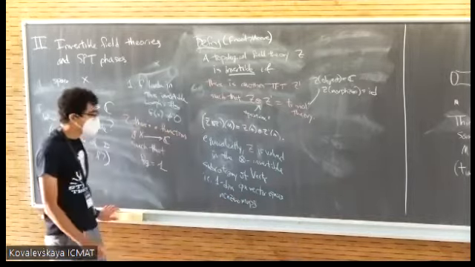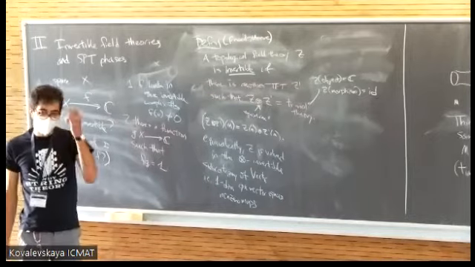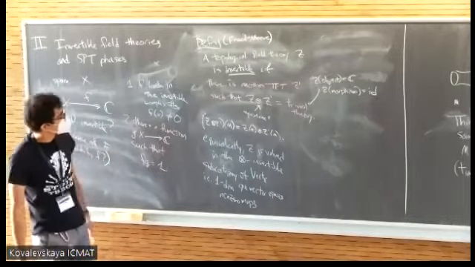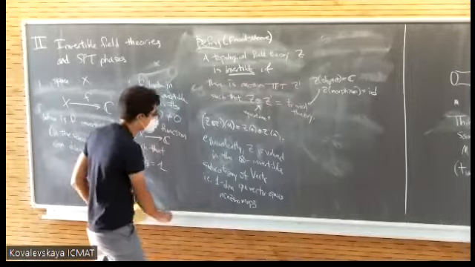Right? Because if I have a function from C to C, I can divide by it as long as it's non-zero. So that's what an invertible topological field theory is.